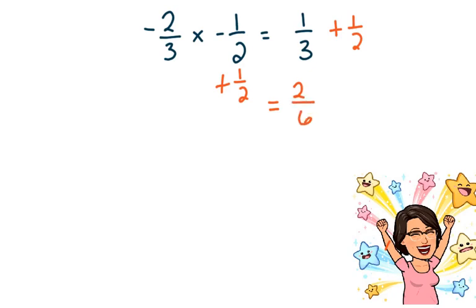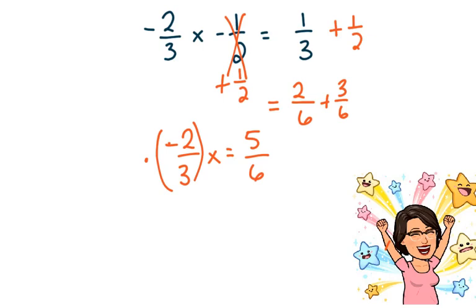So I'm going to end up with 2/6 plus 3/6. So this cancels out and I end up with negative 2/3 x equals 2 plus 3 is 5 over 6, equals 5/6. Now, do I want to divide by a fraction? Everyone say, no, we don't. We want a reciprocal. Yes, reciprocals. And we're going to keep our reciprocal negative.